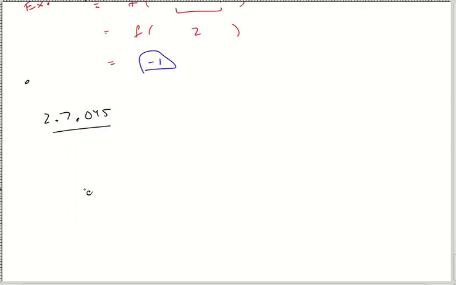2.7.045. So this is some kind of table. I got X, F, and G. I don't even see any lines. It's kind of confusing to me, honestly. But we are going to do this here together. So many numbers.